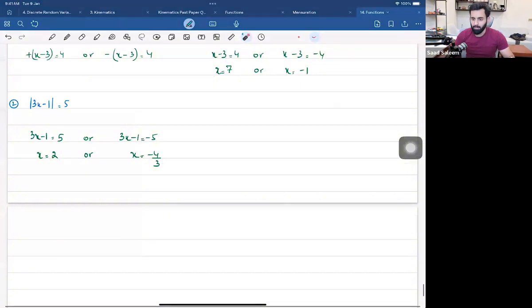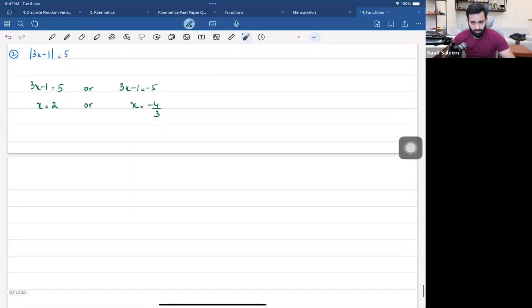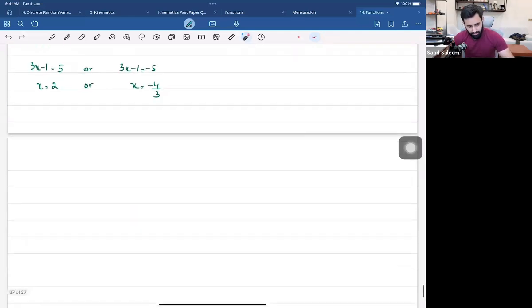Now let's see formally. Can we say both are images of one another? Reflection, yes. They're reflections of one another through the line x equals b. Yes, we can say that. So now let's learn how to sketch modulus functions.